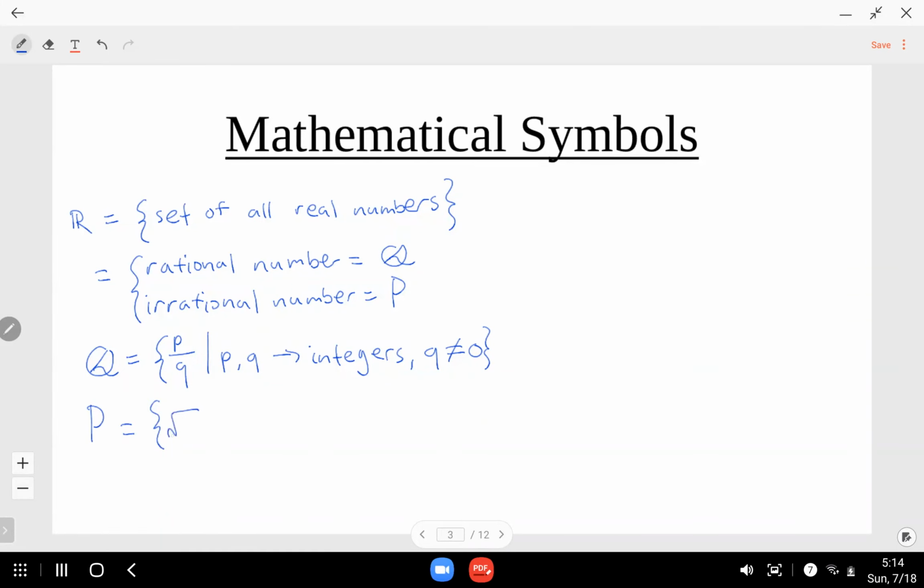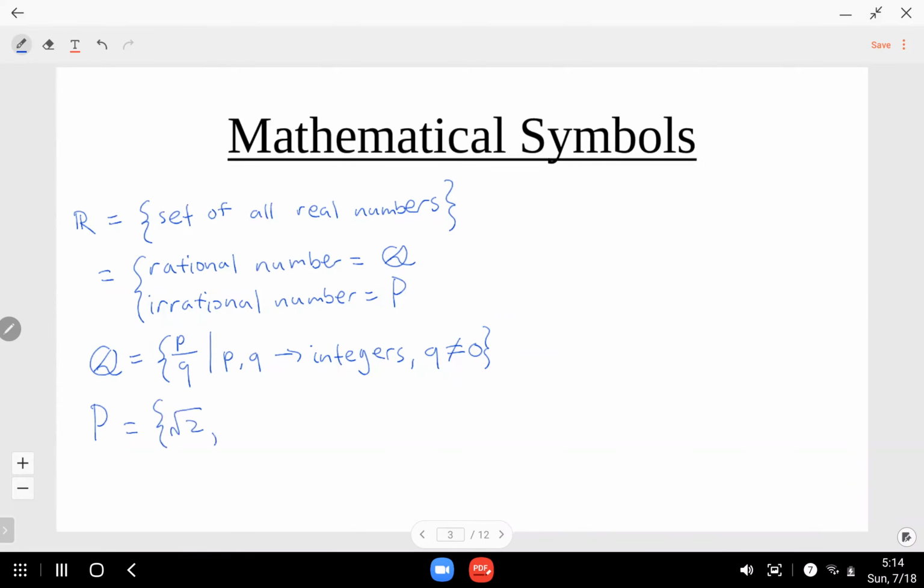There are also sets of real numbers that don't fit in Q, such as square root of 2 or square root of 3. They are non-terminating, never-ending decimals, or pi.